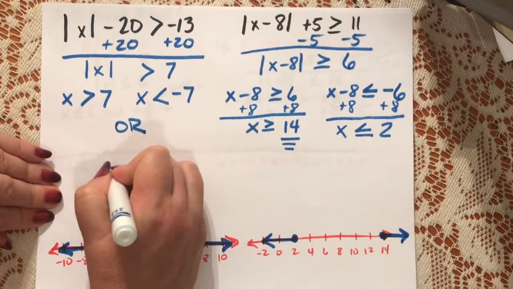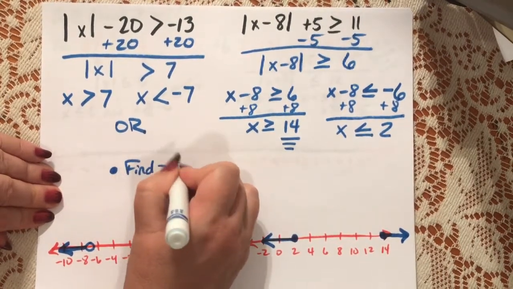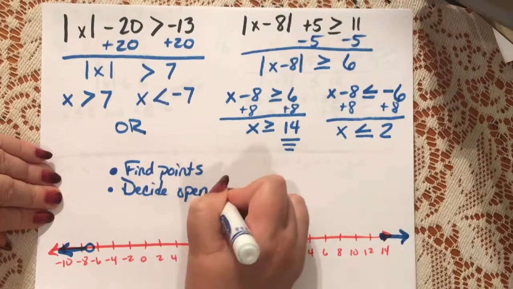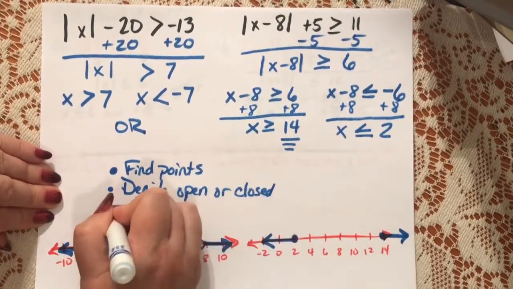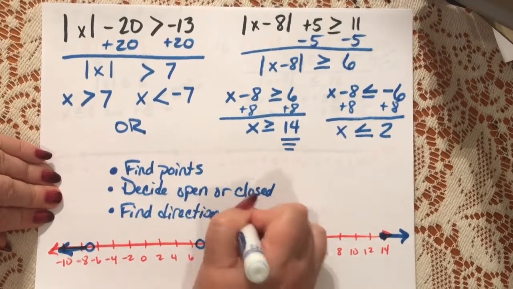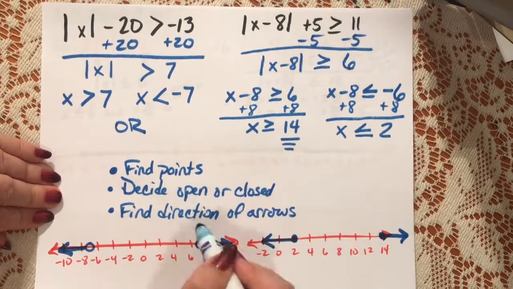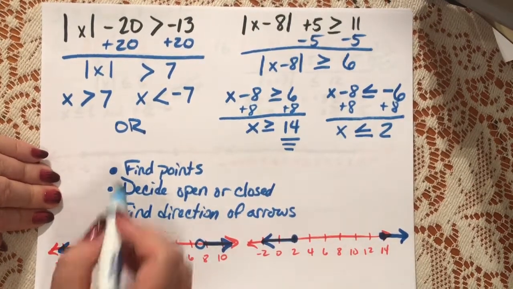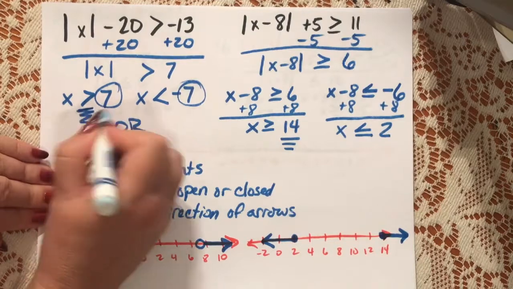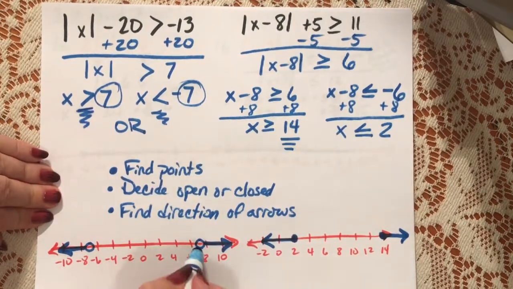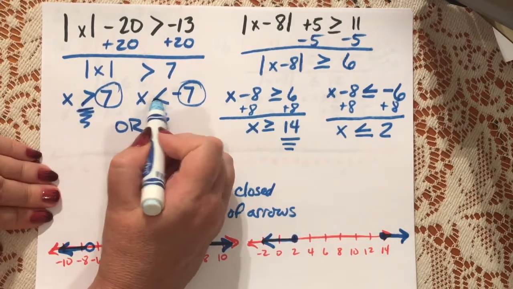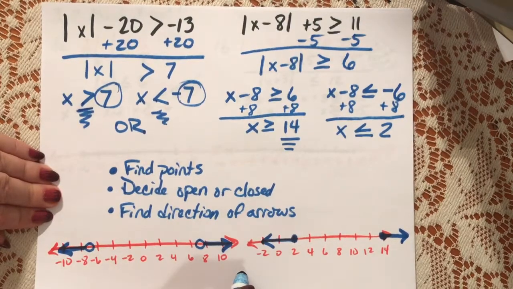Find your points. Decide if they're open or closed. And then find the direction of your arrows. These are your basic graphing steps. I found my points. I decided that they were open because they did not say equal to, and my x is bigger than this, my x is smaller than this, and that tells me what direction they go in.